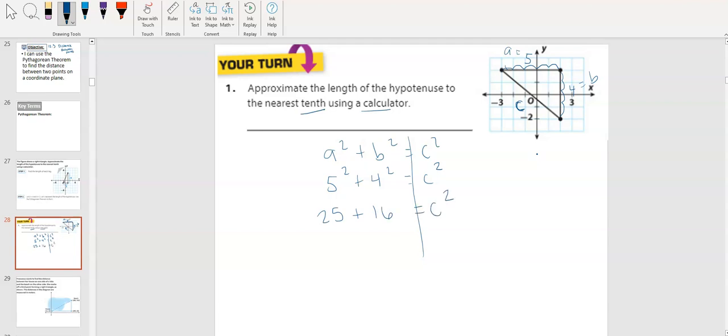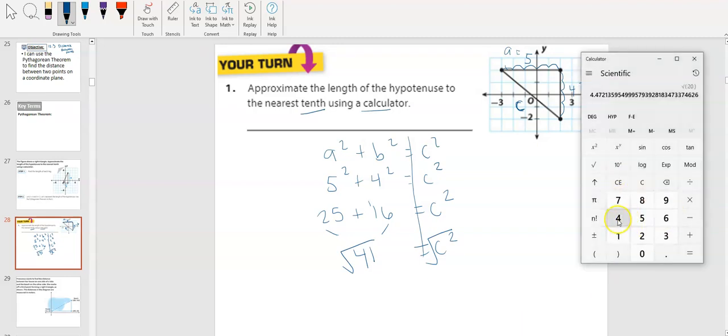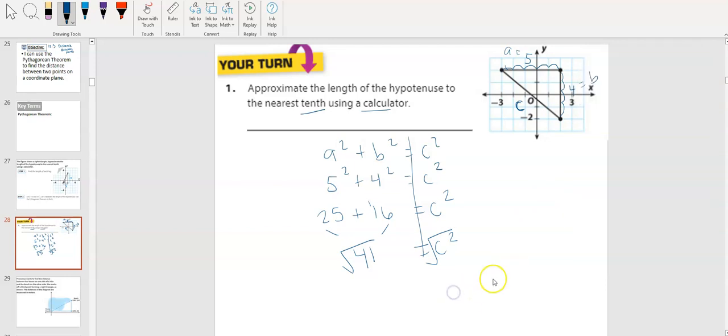I don't know what c squared is. We're going to add because it's on the same side of the equal sign. Let's see, 6 and 5 is 11, and that's going to be 41 equals c squared. And again, I know this is not a perfect square, so that's why we're going to round to the nearest tenth. But I am going to do the square root. So I'm going to do 41, square root button, and you can see it's going to be 6.40. Well, it's just the tenth, so 6.4. Okay, so I'm going to have c equals 6.4.